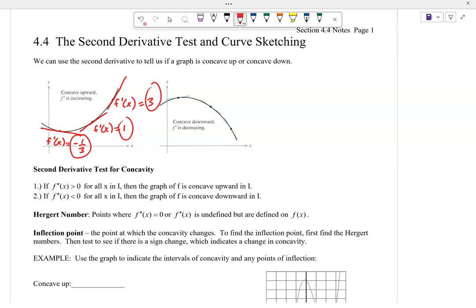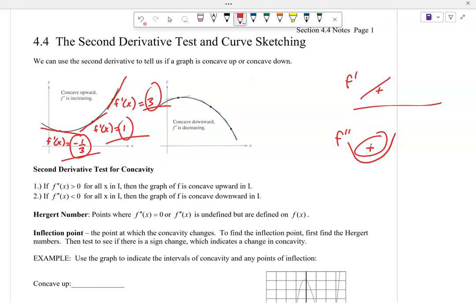So you remember how last section, when the derivative is increasing, then the original function was increasing. Now the derivative is increasing, so the derivative of the derivative is positive. So if f double prime is positive, you're going to be concave up. That's what that's showing us there: since the derivative is increasing, f double prime is positive. In other words, if f double prime is positive, then that's telling us that the original function is concave up.